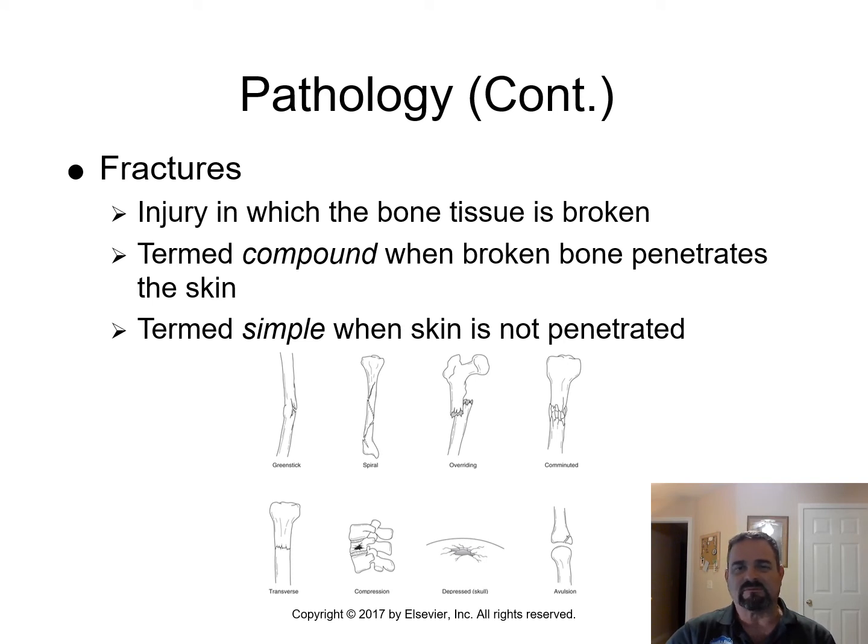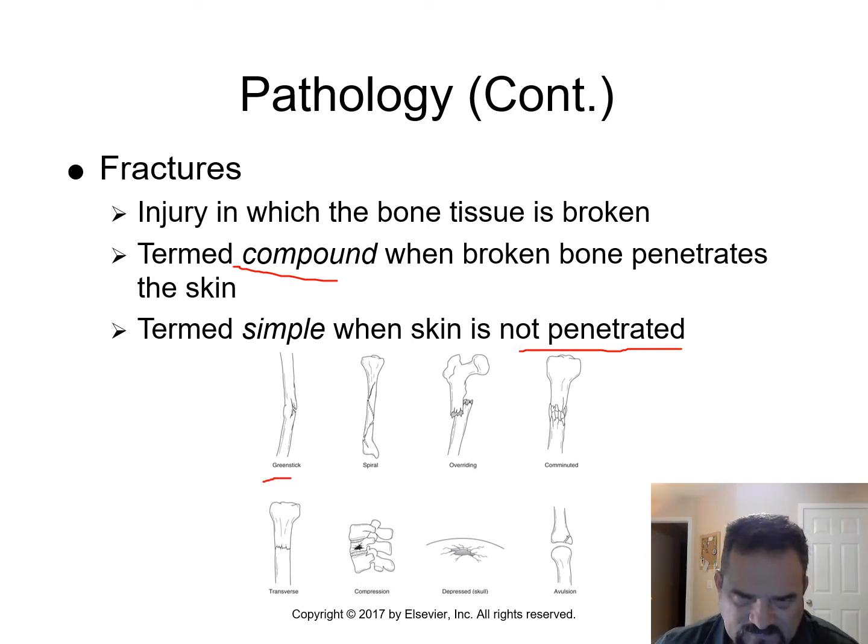All right, so these are some of the different fractures. This is an injury in which the bone tissue is broken. The term compound means when the broken bone penetrates the actual skin, and we can see it through the surface. The term simple is when the skin is not penetrated. So here are your different fractures. This is your greenstick fracture, which is usually in children. This is a spiral fracture.